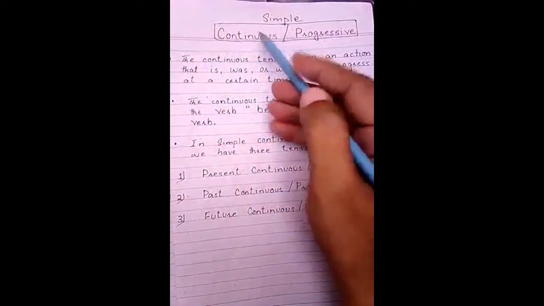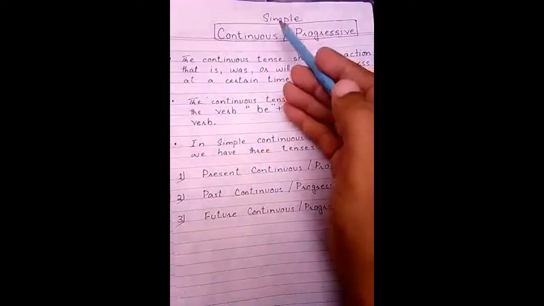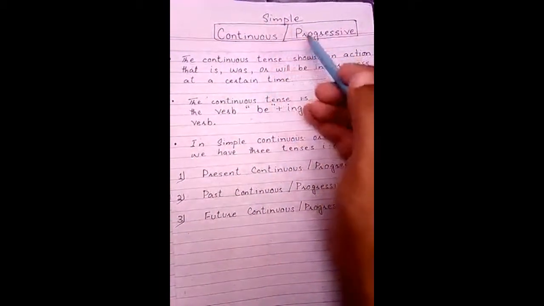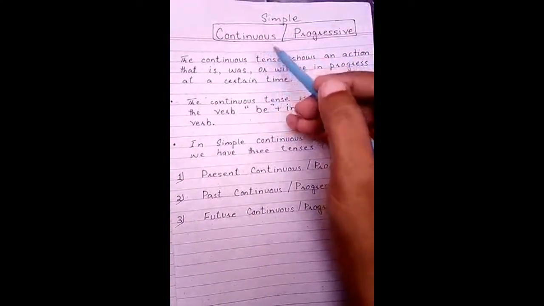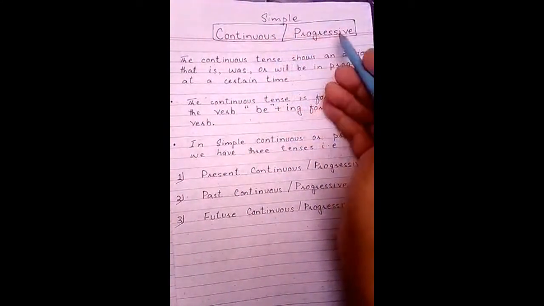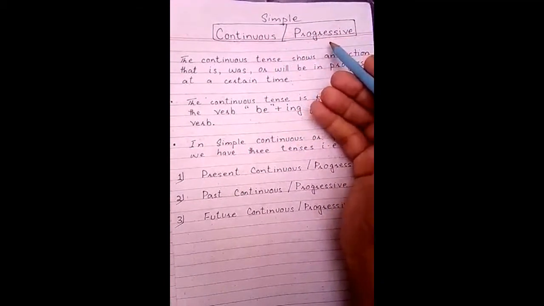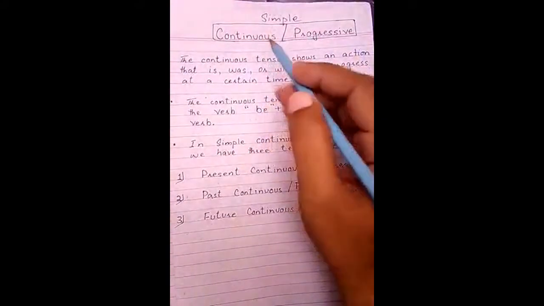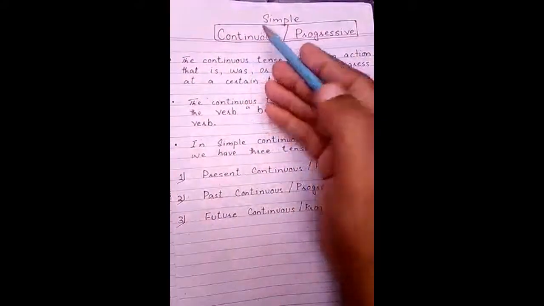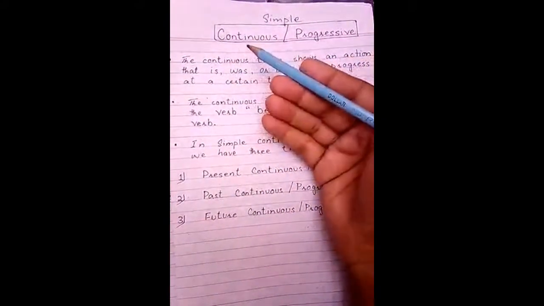Basically in tenses we have two continuous conditions. One is simple continuous or simple progressive tenses, and one is perfect continuous or perfect progressive tenses. So today our topic is simple continuous tenses. Continuous means to continue, which is going on.